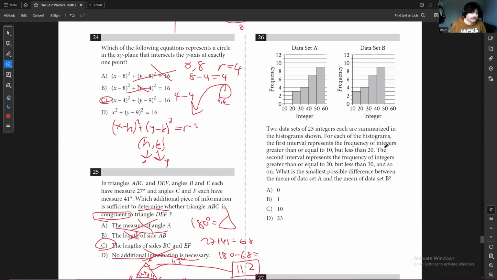For each of the histograms, the first interval represents the frequency of integers greater than or equal to 10 but less than 20, and so on and so forth. What is the smallest possible difference between the mean of data set A and data set B?